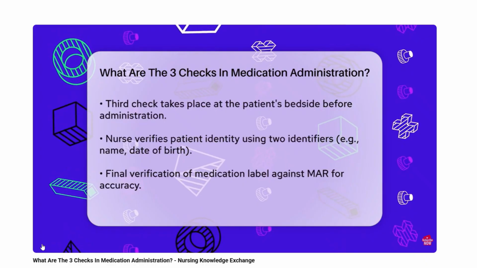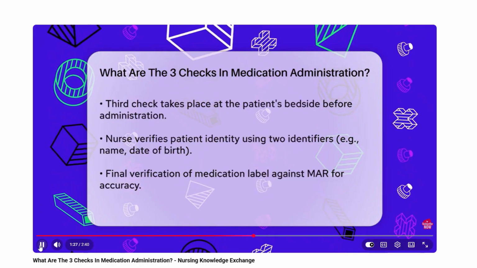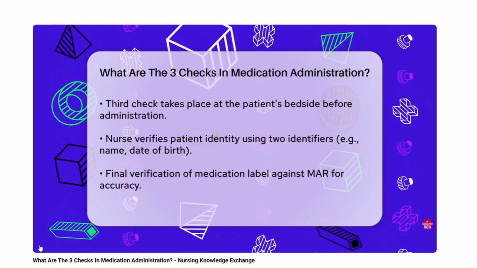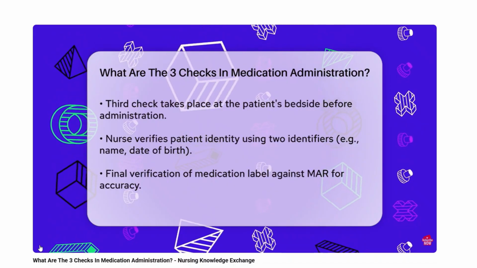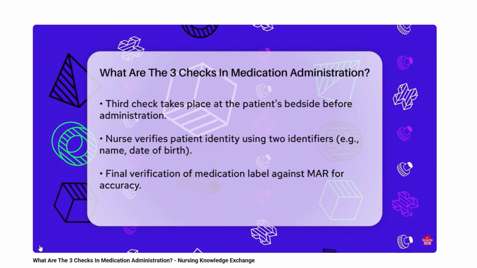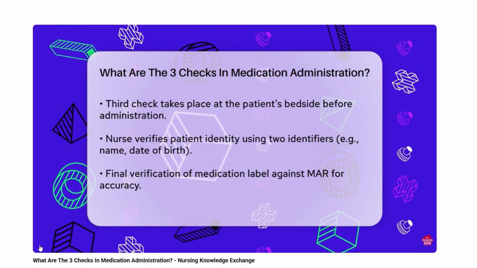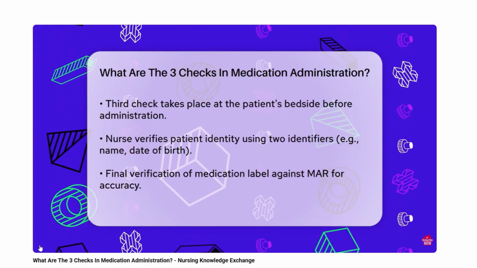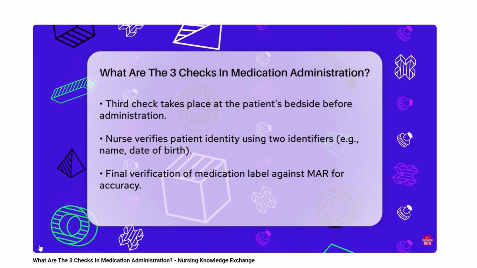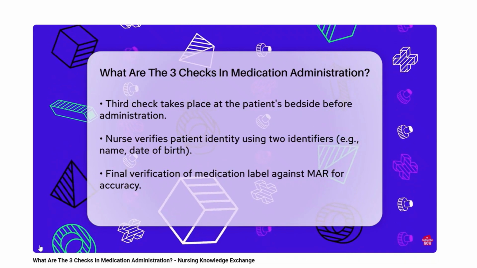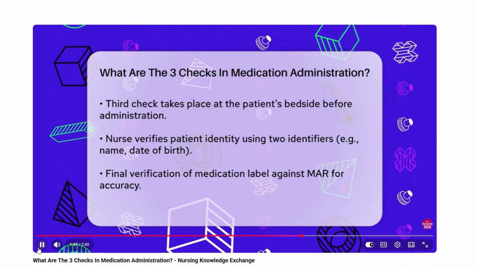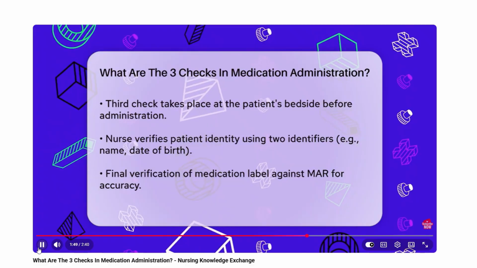The third and final check takes place at the patient's bedside, just before administering the medication. Here, the nurse verifies the patient's identity using 2 identifiers, such as name and date of birth, and then checks the medication label against the MAR one last time to ensure the right patient, right medication, right dose, right route, and right time. This final check is the last safety net to prevent any errors.